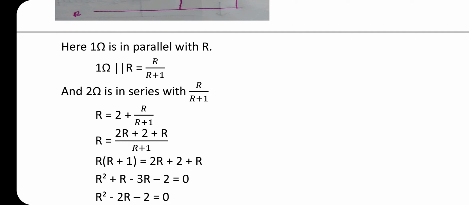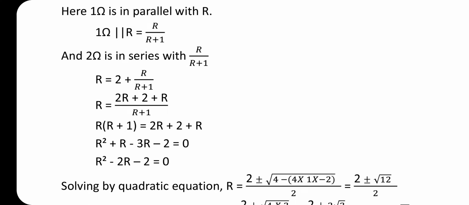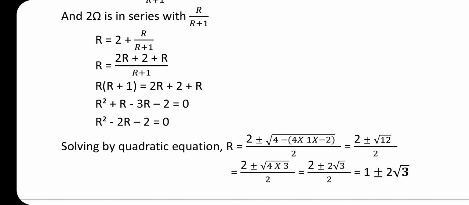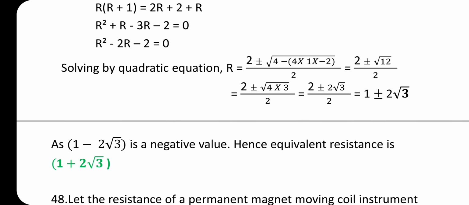That is R equal to, on cross multiplication, 2R plus 2 plus R divided by R plus 1. Cross multiplying R plus 1 into R, we get R square plus R minus 3R minus 2 equal to 0. We get R square minus 2R minus 2 equal to 0. Solving by the quadratic equation, we get R equal to 1 plus or minus 2 root 3. As 1 minus 2 root 3 is a negative value, the equivalent resistance is 1 plus 2 root 3.